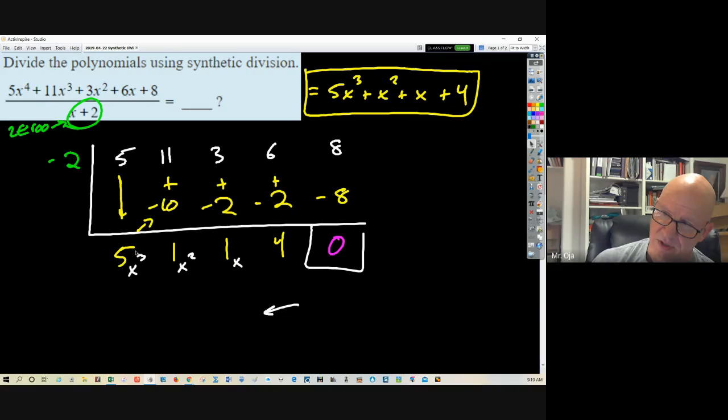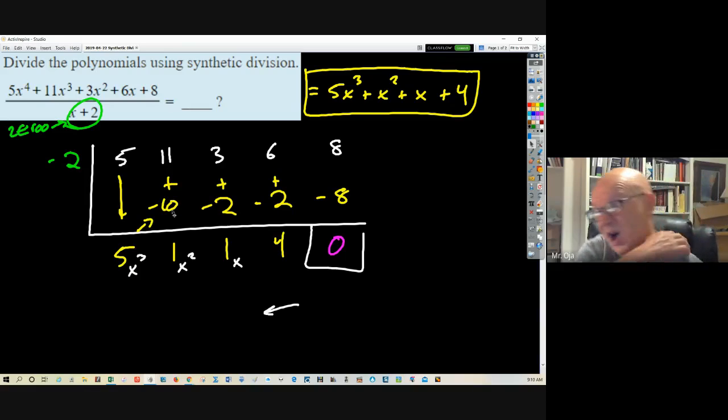Okay, so in our case, we get 5 times -2 is -10. And then we have 11 plus -10. With synthetic division, you always add the numbers vertically, which is the opposite of what you do with long division. In long division, you subtract. So 11 plus -10 is 1. So there we got another number that drops below the bracket. Immediately when a number drops below the bracket, we multiply by the outside number. So 1 times -2 gives us -2, which we push over into the next column. 3 plus -2 is 1.